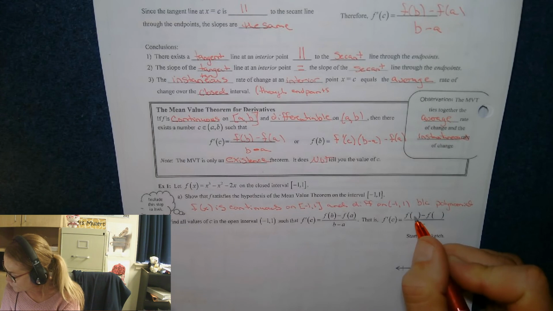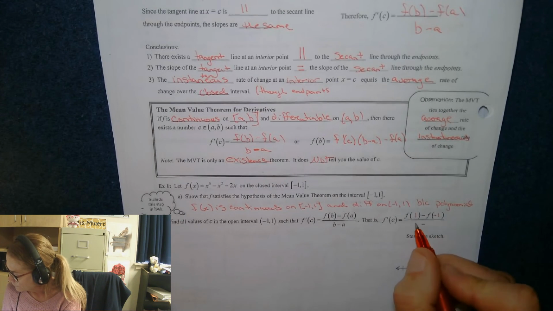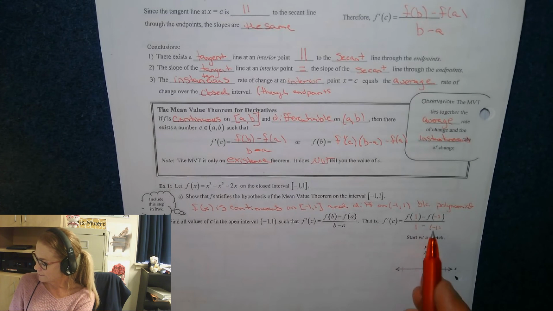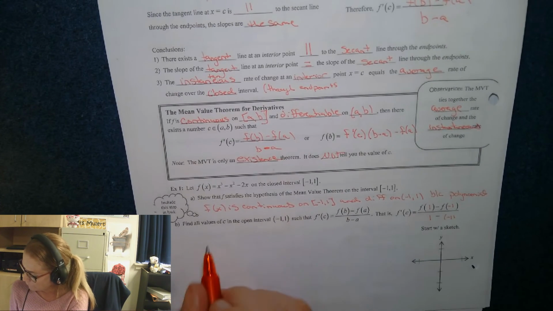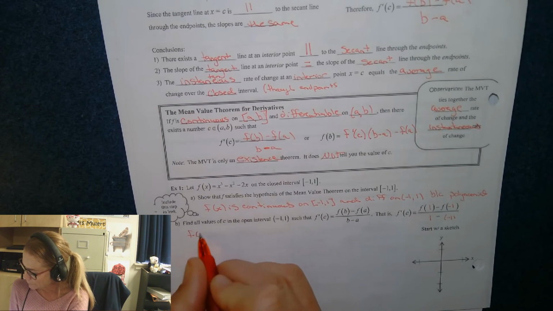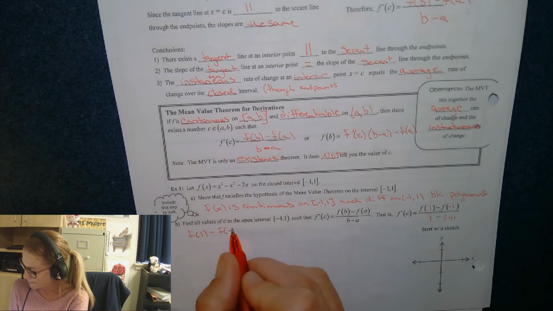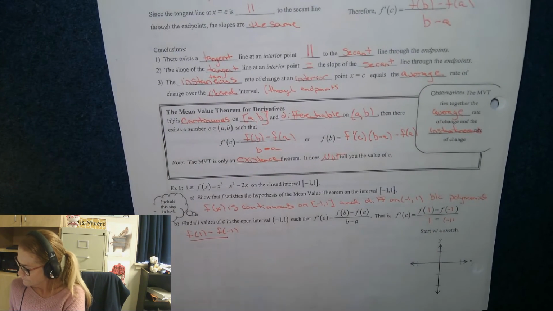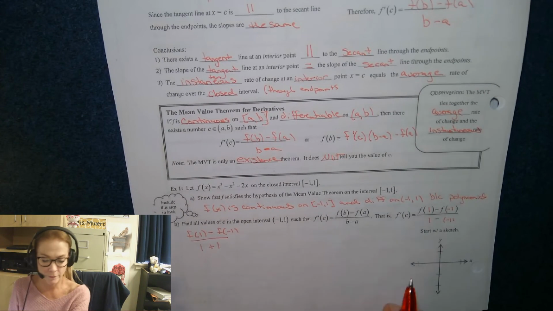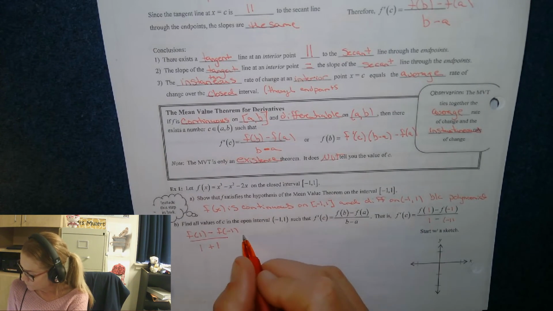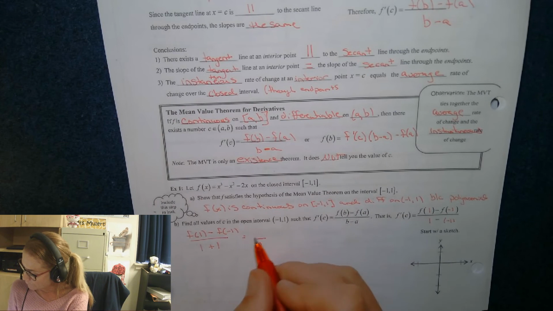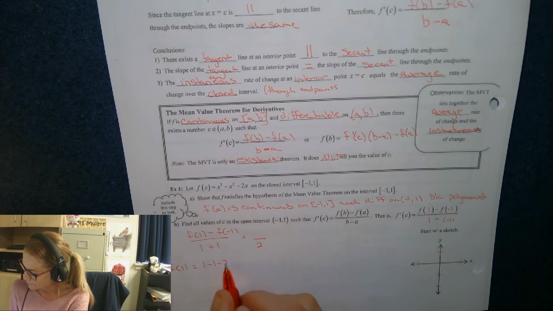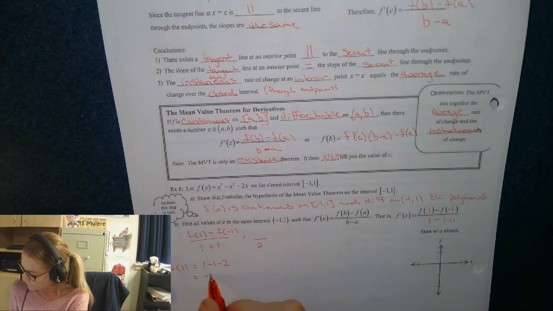All right, so we're going to put in 1 minus -1. f of 1 minus f of -1, over 1 minus -1. All right, so let's figure out what that is. Good old-fashioned slope. One plus 1, so this is going to equal 2, and f of 1 will be 1 minus 1 minus 2, so that's minus 2.